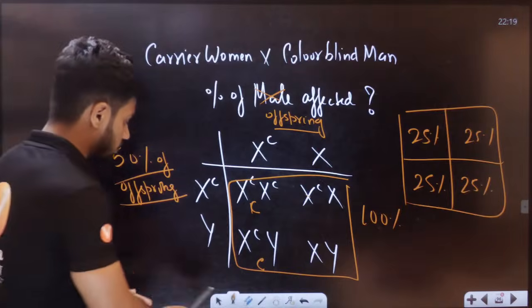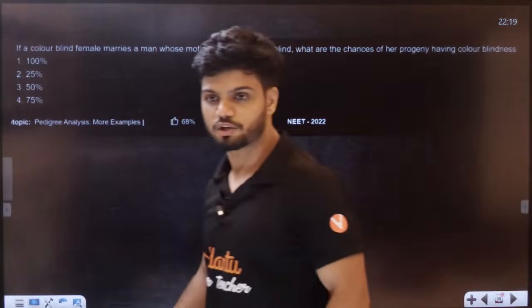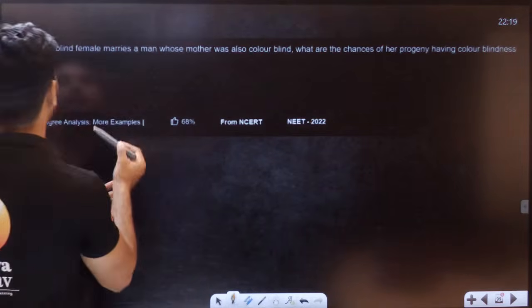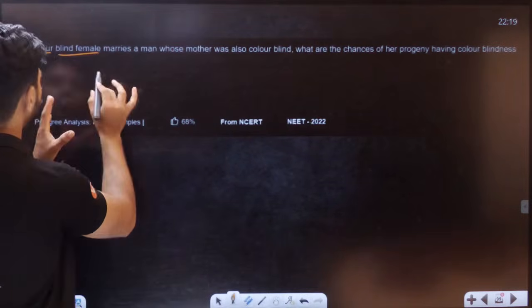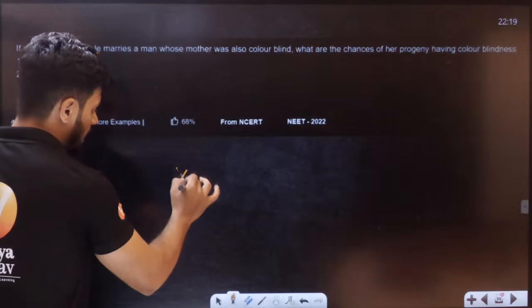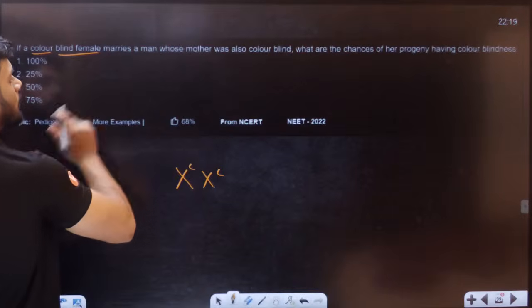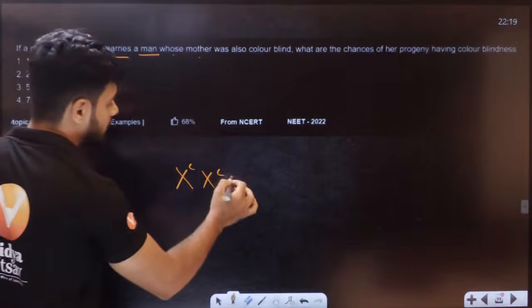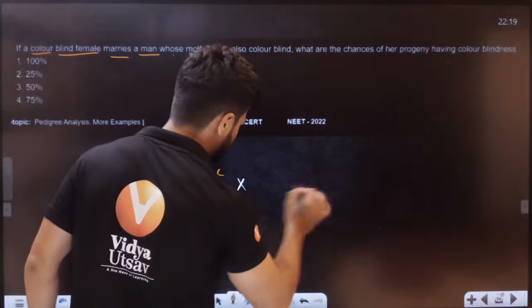I'll change the question. I'll give you one more question. Here's a NEET PYQ for all of you. Read the question very carefully. It says a colorblind female, XCXC, marries a man whose mother was also colorblind. Now she is marrying a man right now.